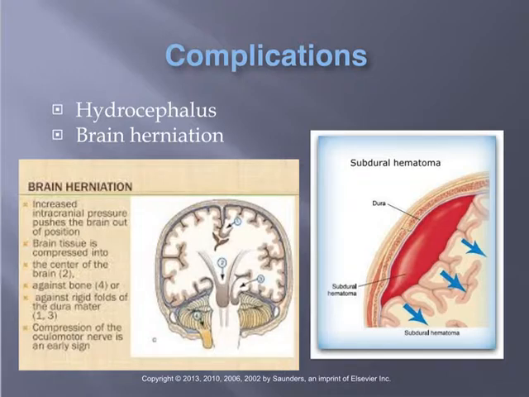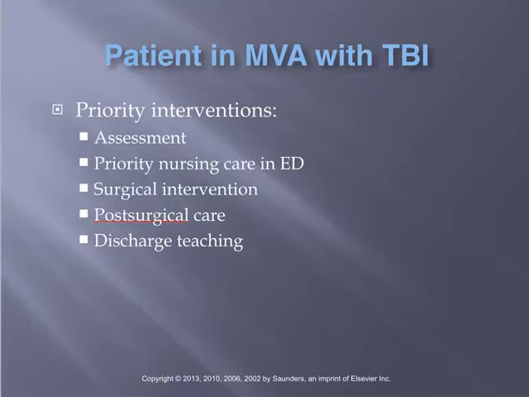These complications due to brain hematomas are hydrocephalus, so excess fluid in the brain, and brain herniation. So if that blood accumulates and starts pushing on the brain, it doesn't have anywhere to go, and so it could actually herniate down outside of the skull. And it's as bad as it sounds.